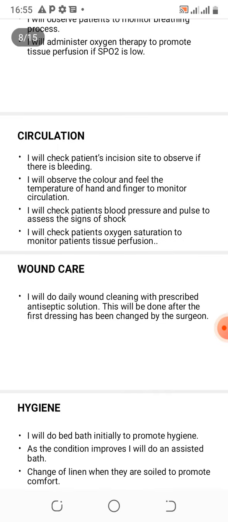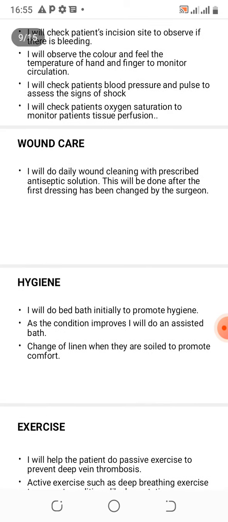Now come to wound care. I will do daily wound cleaning with prescribed antiseptic solution. This will be done after the first dressing has been changed by the surgeon. Remember, the surgeon who has done the procedure is the first one to remove the first dressing because he's the one who understands that wound.